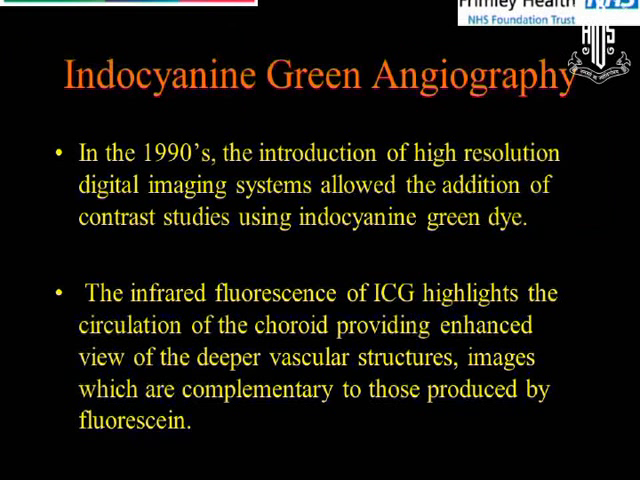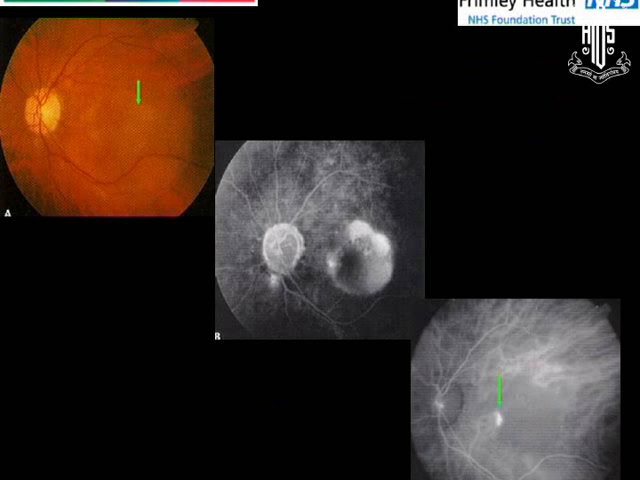And in the 1990s, this was followed by the introduction of indocyanine green angiography, adding the fact that you had a much better view of the choroidal circulation with ICG. And so you can see now you had color pictures, you have fluorescein angiography, and then you had the ICG.